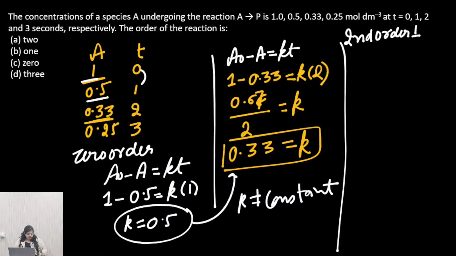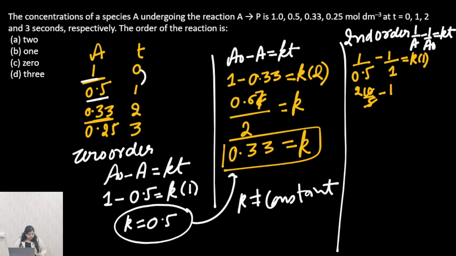which is 1 by A minus 1 by A naught. This is equal to K2. So now the remaining concentration we are having is 0.5. So it will be 1 upon 0.5 minus 1 upon the initial one, which is 1. That is equal to K into the time span, which is 1 second. So this becomes 10 upon 5 minus 1. So 2 minus 1 is equal to K. That means the K value we are getting is 1 only.